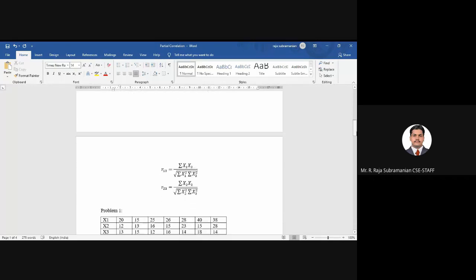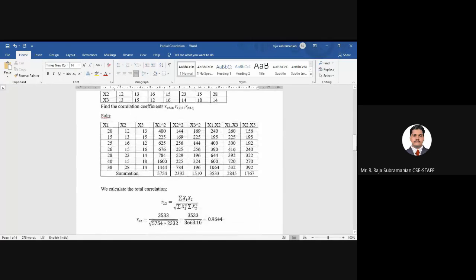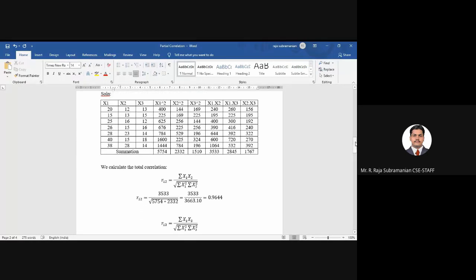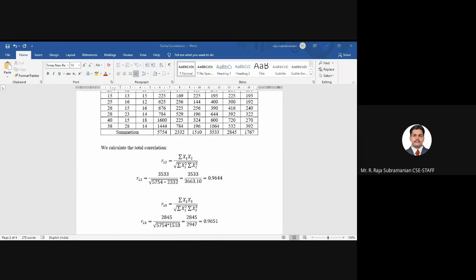If the question is asked for finding R12, that is the zero order coefficient, how much time is needed? For the zero order coefficient, R12, R13 and all. Without a calculator, 2 to 5 minutes. You will be having a calculator, so it will be less than 2 minutes. For me, 1.5 minutes. For MCQ, the rule is 1.5.